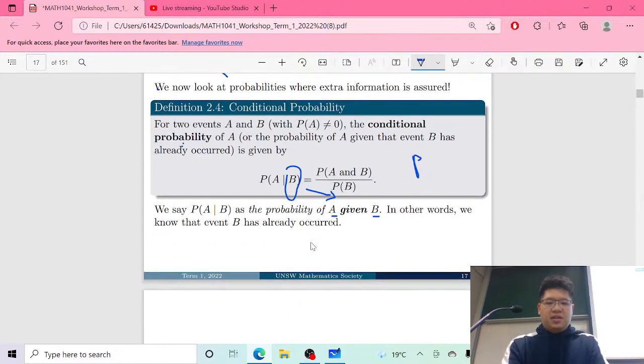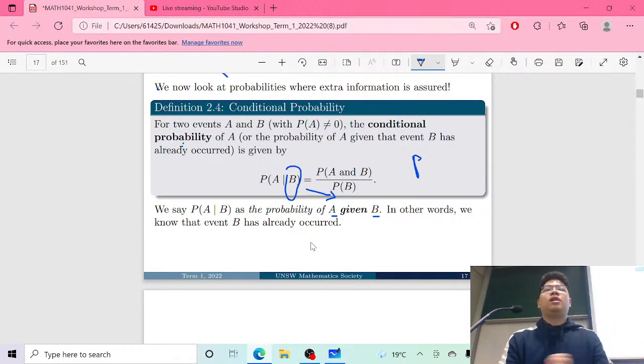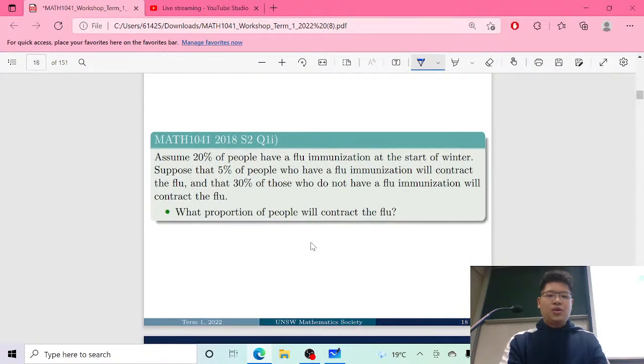The usefulness of this is that it's slightly different from regular probabilities, because now you're saying, hey, what is the probability of A happening given that we know that B has already happened? And this is useful in cases where you have to draw tree diagrams and stuff. And we'll show you how this looks in a past exam question. So with this, we're going to transition to our first exam question of today.